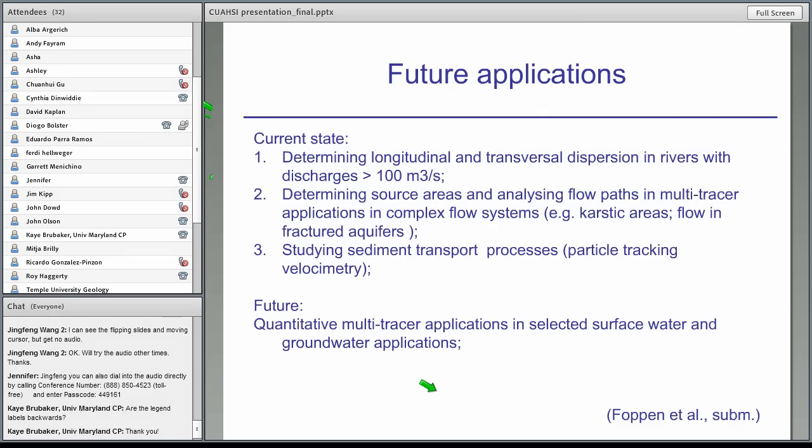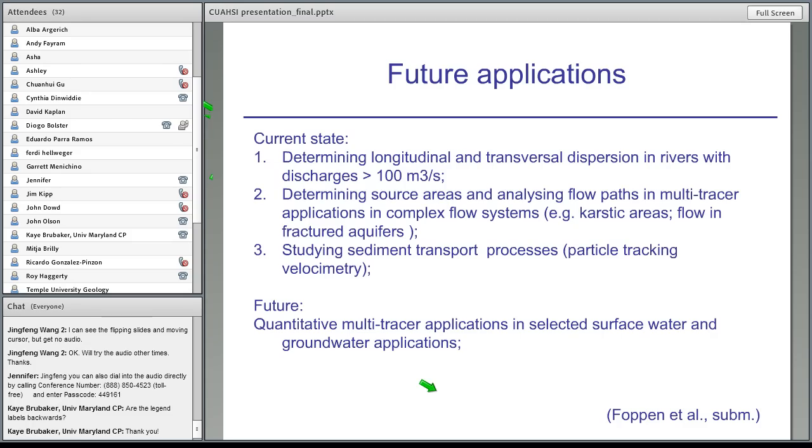The enormous dilution and also the enormous low concentrations that you can measure, up to 20 particles of DNA, is really fantastic. I think with the current state of the method, it is possible to determine source areas and to analyze flow paths in, for instance, complex flow systems, also to do multi-tracer applications, flow systems like karstic areas, or like also Sabir already did 20 years ago in fractured aquifers.